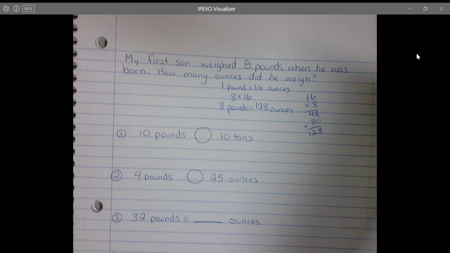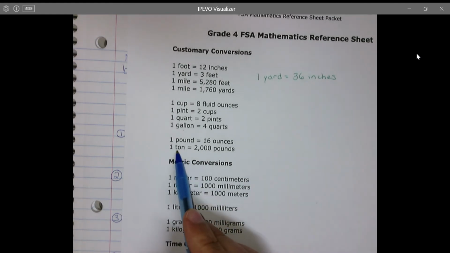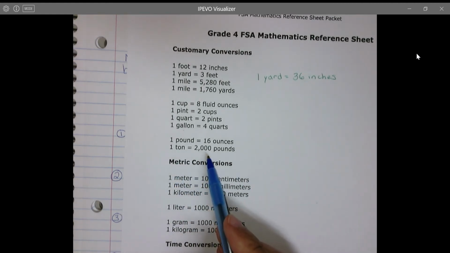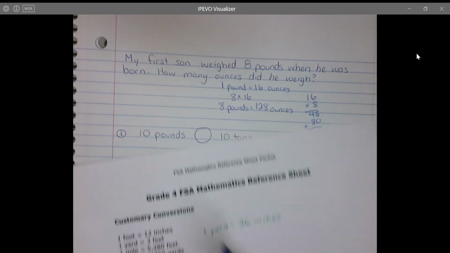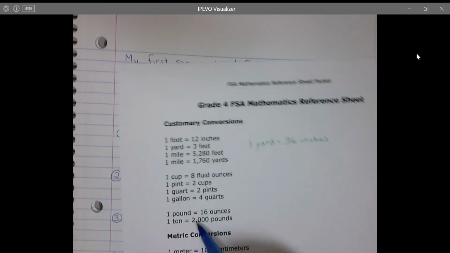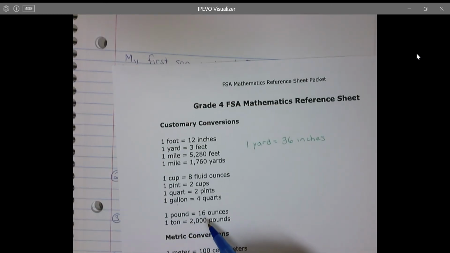Well, if I look at my reference sheet, 1 ton is 2,000 pounds. So if you can imagine 10 tons, that would be 10 multiplied by 2,000. That's going to give us a pretty large number. It would actually give us 20,000.